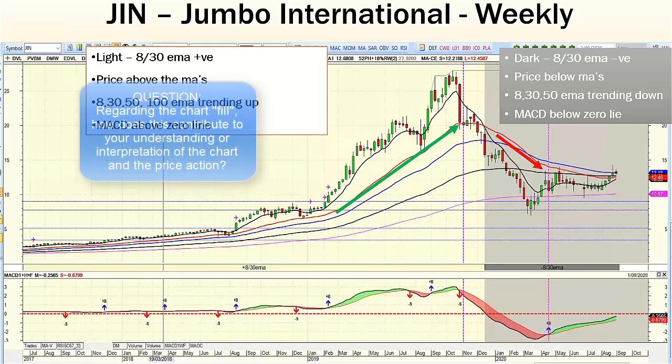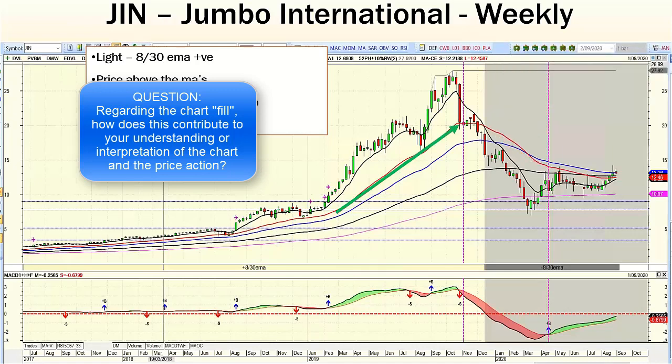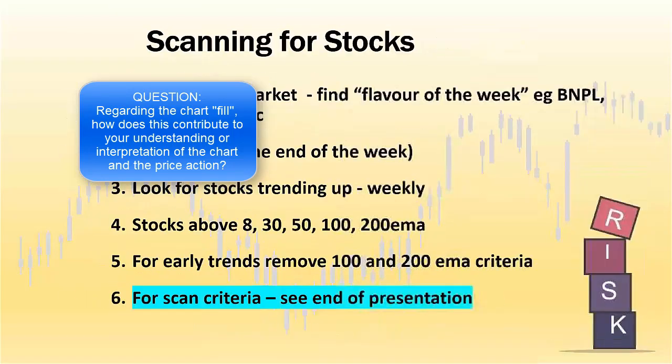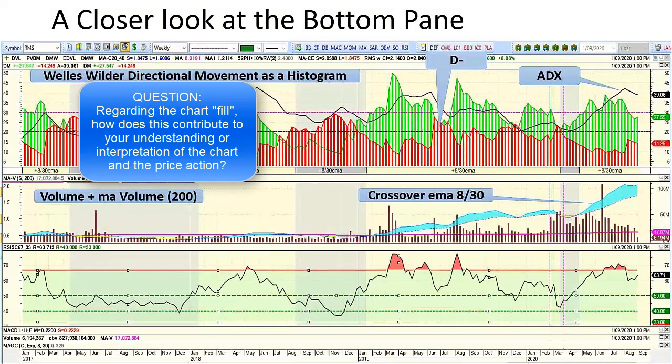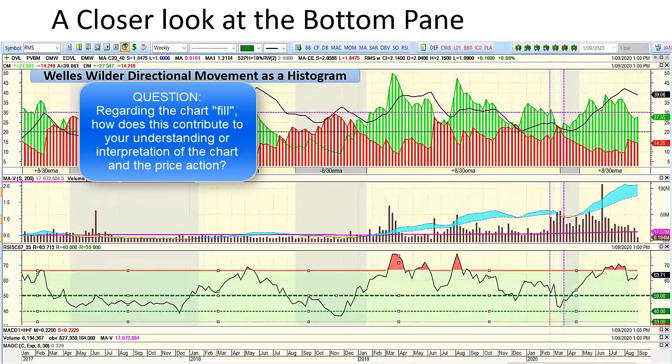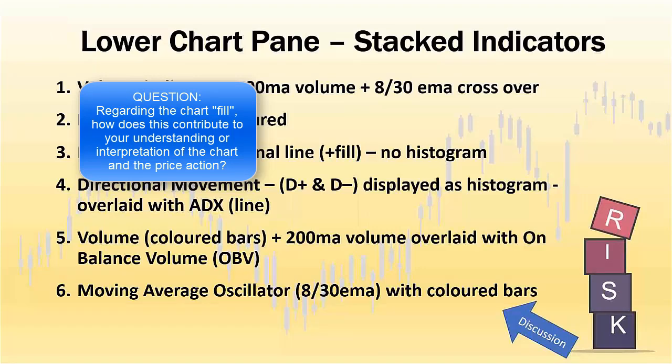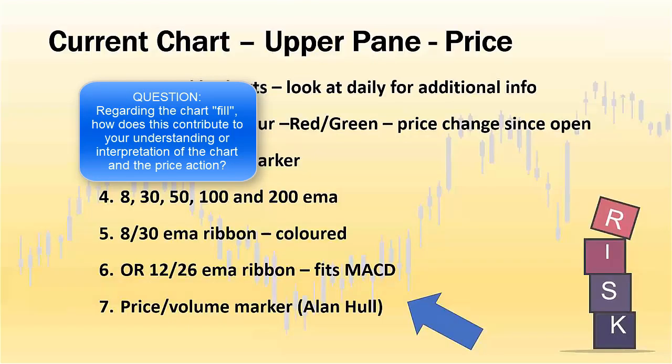Someone asked, in a number of the charts you've shown us tonight, you've used a fill shading, F-I-L-L, between some of the moving averages. Can you show us one of those again? And while you pull it up, just go back a few slides. The question is, how does that contribute to your understanding or interpretation of the chart?